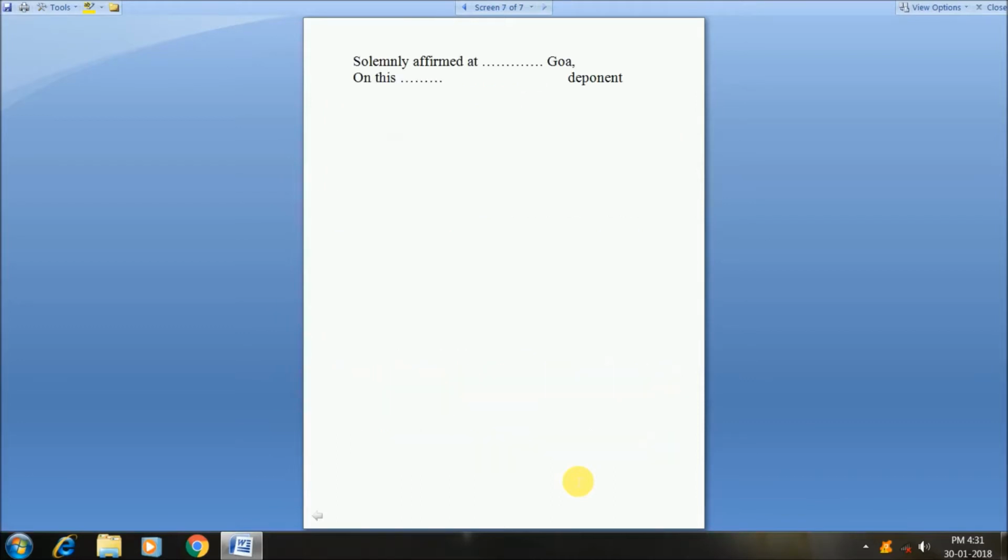And the last part is solemnly affirmed at so and so place on this day. That is, the place and the date will have to be mentioned, and the name of the person will have to be stated at the end, and the person will have to sign. So this is essentially a system of drafting an affidavit, and it has to be drafted on a stamp paper if it is to be submitted to a governmental authority, or on ledger paper or white paper as the case may be, if it is to be filed before the court or any quasi judicial authority. So this is how an affidavit is drafted.